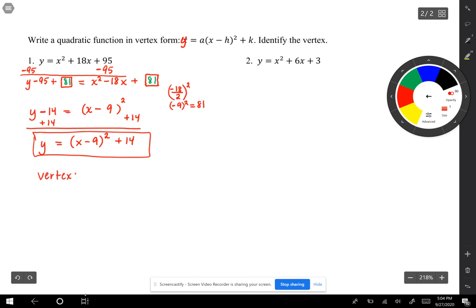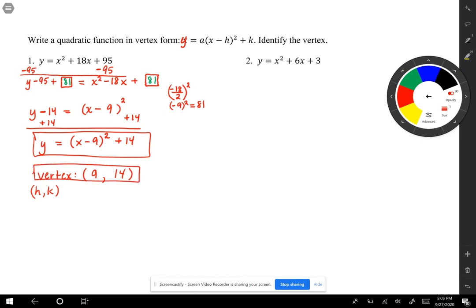Hopefully you remember, and if you don't, then maybe this will bring back memories. So our vertex is h comma k. Hopefully you know, keep the k for keep, but h is opposite. So the opposite of negative 9 is positive 9, but keep k. And that's your vertex. Let's do one more.